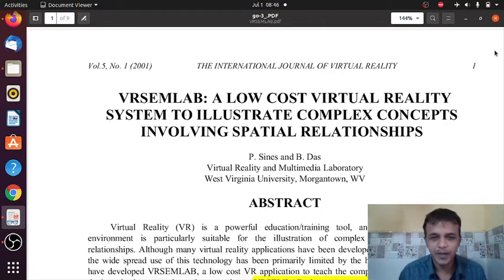I was searching for a paper which speaks about the usage of virtual reality in making electronics and communication engineering students learn that concept, and in this regard I have come across this paper. VRSEMLAB, a low cost virtual reality system to illustrate complex concepts involving spatial relationships. This paper was published in the International Journal of Virtual Reality, and it is a very old paper published in the year 2001. So I have read this paper. Now I am going to share what I have read and my perspective about this paper.